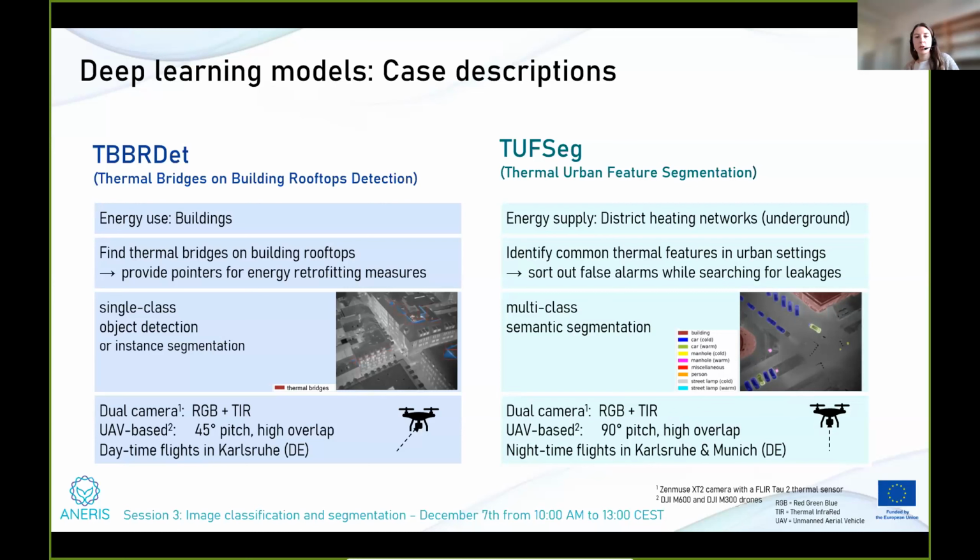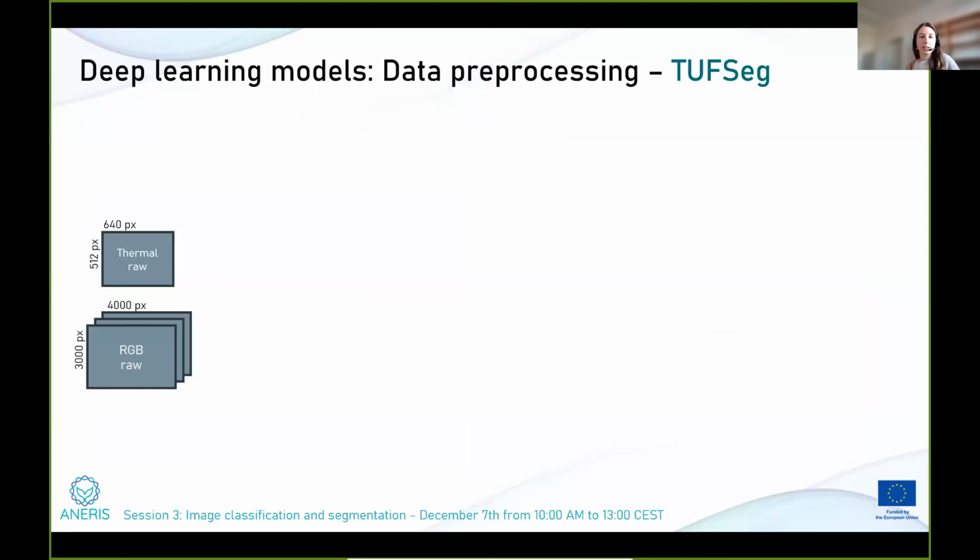And then for the thermal urban feature segmentation, we fly at a 90-degree angle, so just downward facing, so we can have a closer look at the networks that are actually under the streets here, also with high overlap. And then we fly at nighttime to reduce as much thermal heat as possible. So these are our raw images that we start off with. What do we have to do to actually create our multispectral data set for AI training?